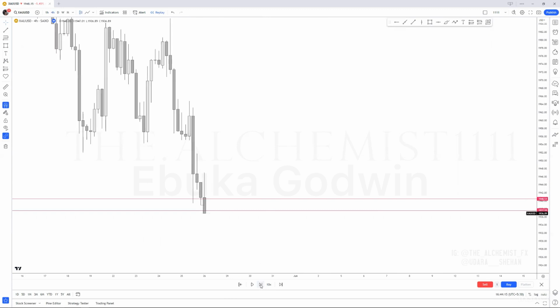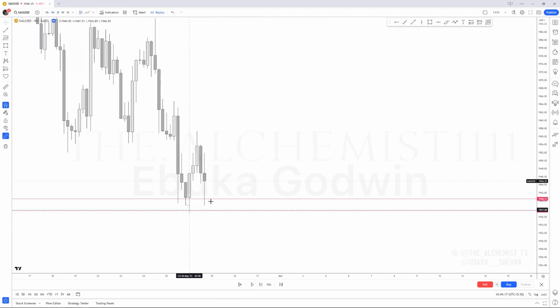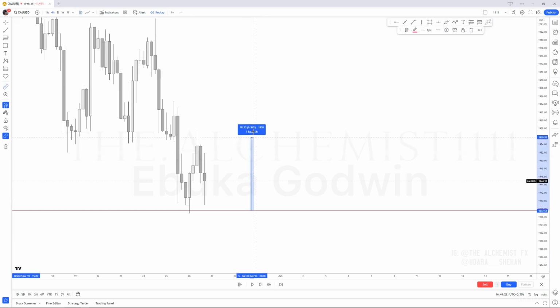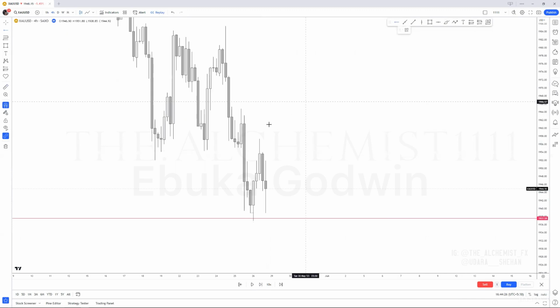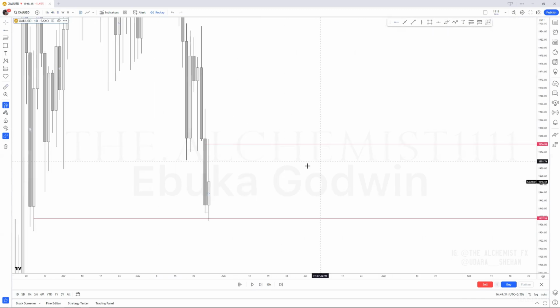But yeah, look at this. What happened? See that? Where did this come from? Right from the H1 level. Look at this. From here, where is your next reversal zone? We have zones here. Buying here, selling here. You can do more refinements if you are on the daily time frame.